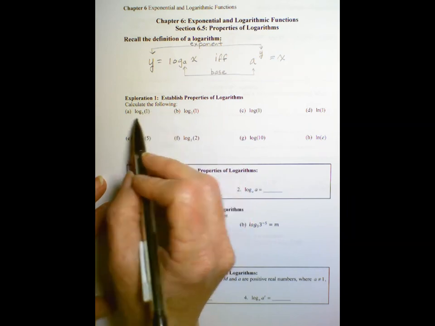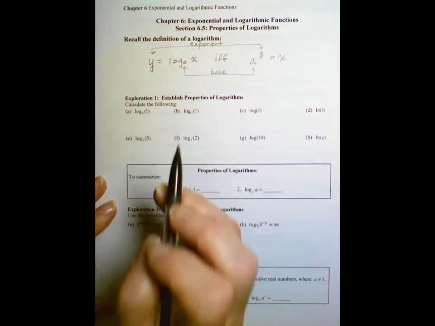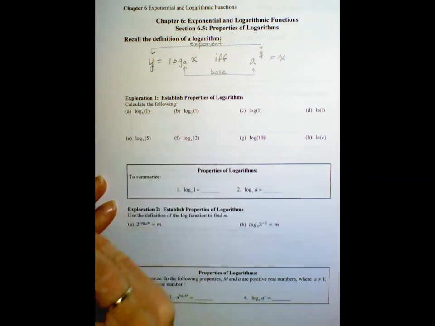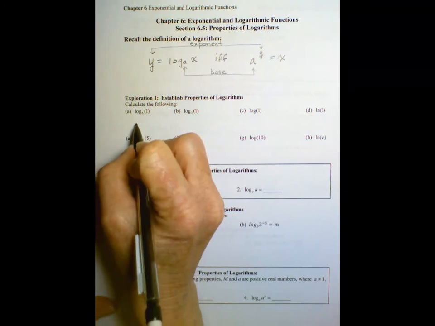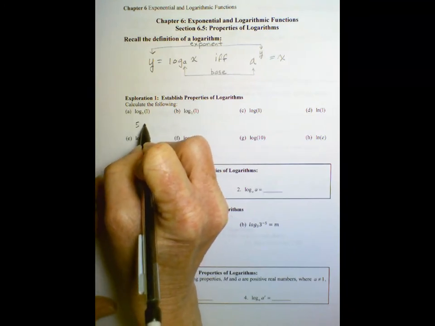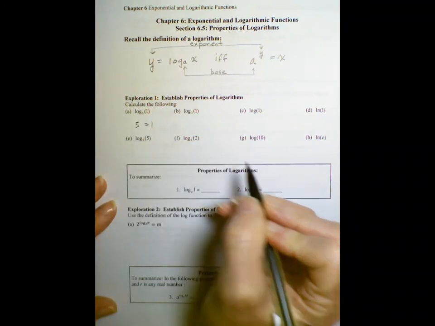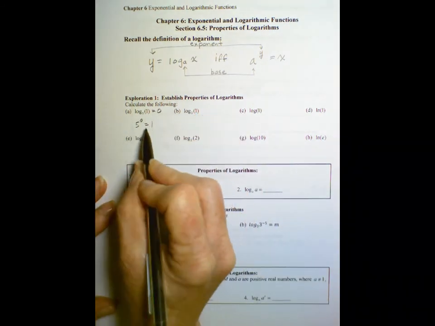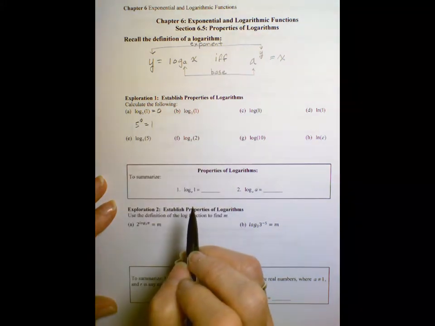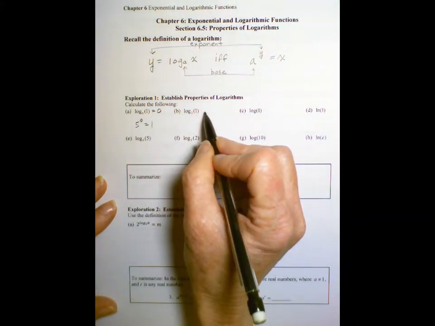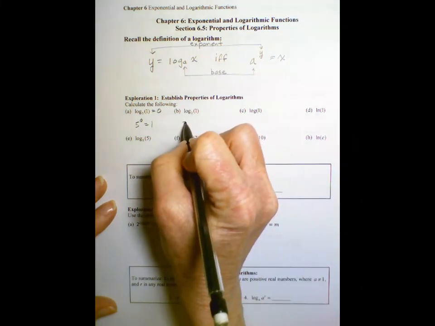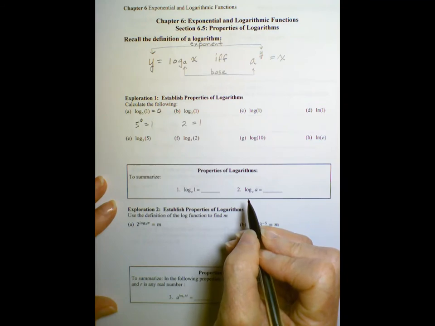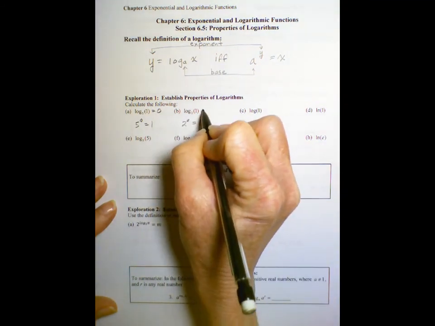Calculate the following. How can we evaluate log base 5 of 1? So in other words, 5 to what power gives us 1? 0, right? So 5 to the 0 power equals 1. 0 is our exponent. Well, what about 2 to what power equals 1? What power would we put there? Well, that's also 0, isn't it?